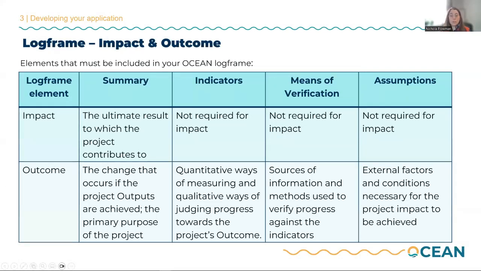So for Ocean, we only ask for one project outcome. So this is what we want you to achieve by the end of the project. And for impact, there should also just be one impact statement, which is your ultimate result, which might be what your project is contributing to, but might not necessarily be able to achieve within the lifetime of the project. This is the broader goal that you're working towards.